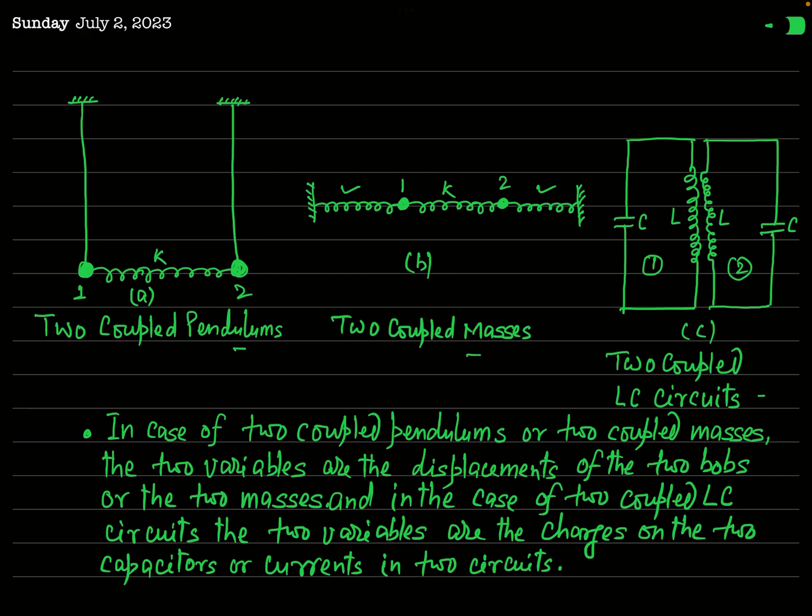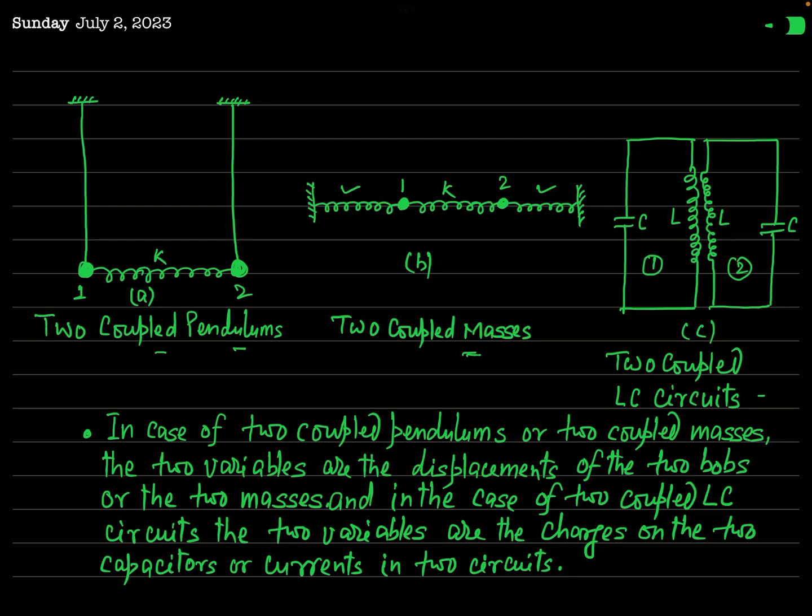Actually, in the first 2 examples, that is the example of 2 coupled pendulums or 2 coupled masses, you will see later on the 2 variables in terms of which their motion will be described are the displacement of the 2 bobs, displacement of bob number 1 and bob number 2, or in case of 2 coupled masses, again the displacement of these 2 masses 1 and 2, which we need to deal with the oscillation. So these 2 systems have 2 degrees of freedom.